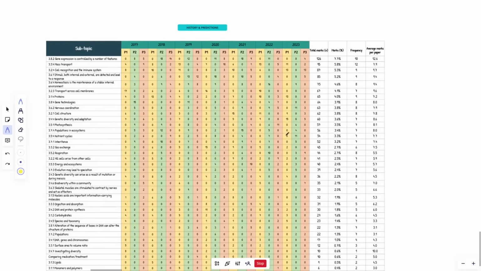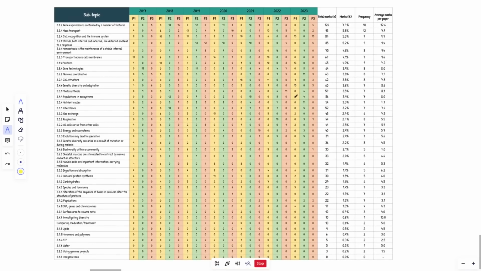So with that out of the way, let's look at the history and predictions. So this took me an insane, I repeat, insane amount of time to do, okay? So basically, it's a bit of a messy table.